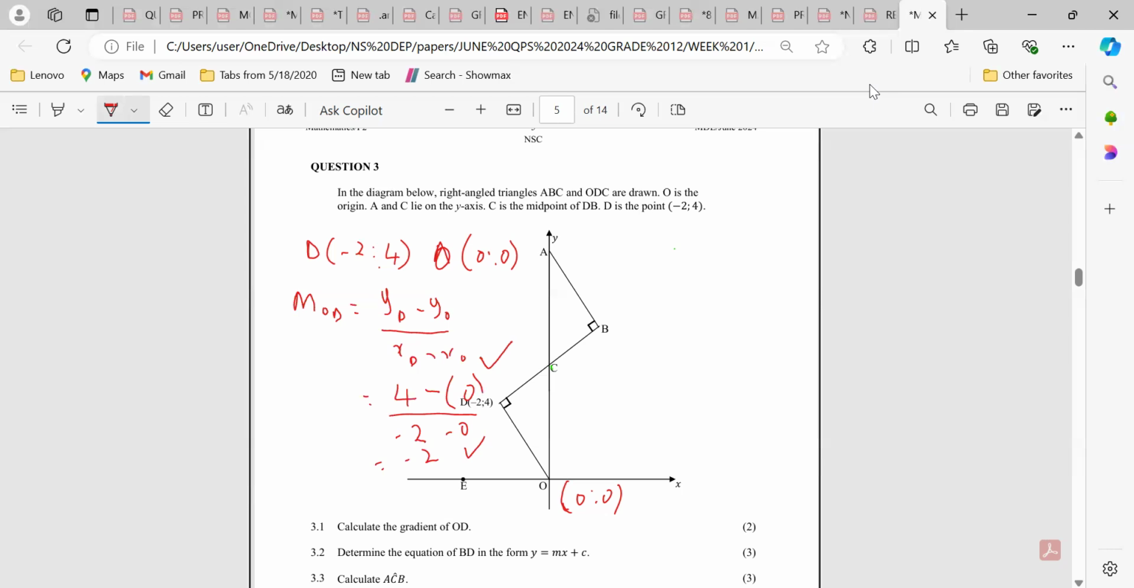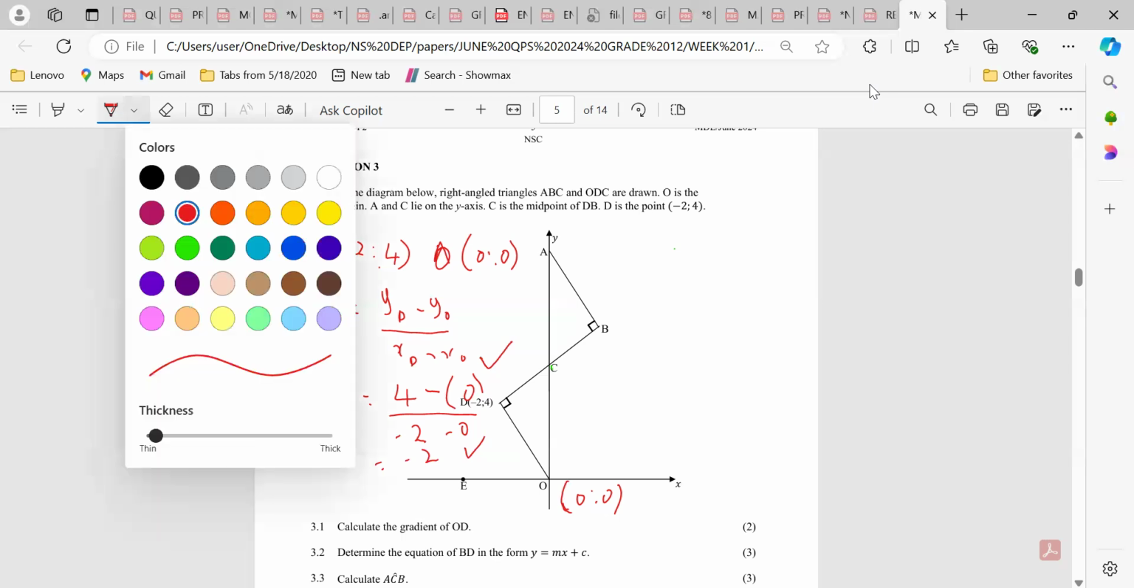The next question says, determine the equation of BD. You have the coordinates of D. You don't have the coordinates of B. It's not a mistake. But there is a relation between OD and BD. How do they relate to each other? What kind of relation do these two lines have? OD and BD, they're perpendicular.